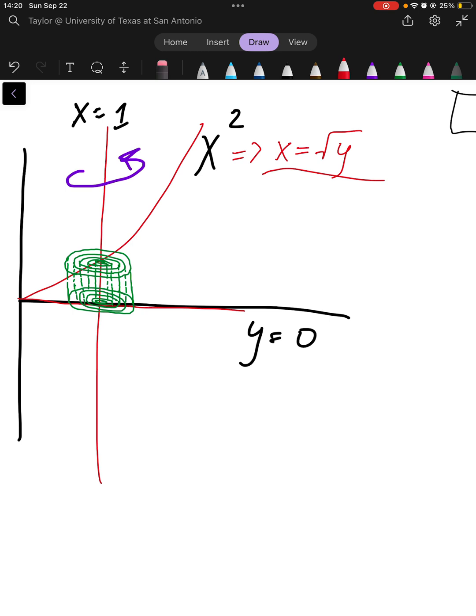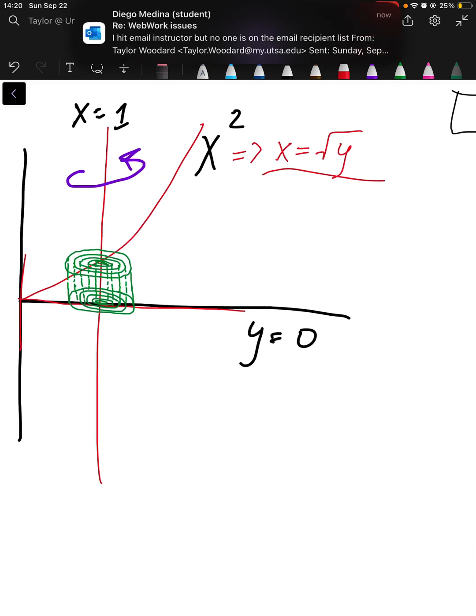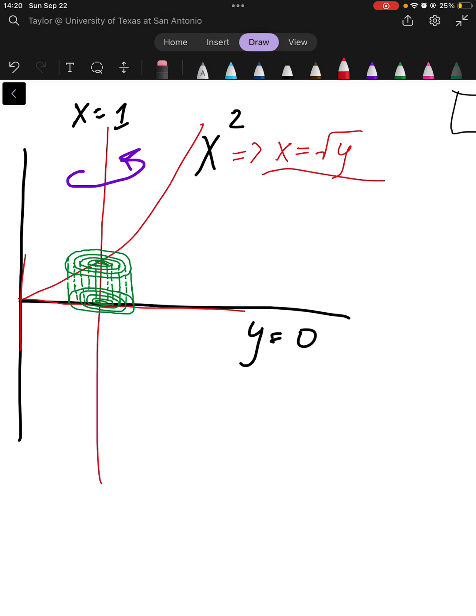And so the first thing we need to talk about is how do we deal with this axis of rotation not being x equals 0 or y equals 0. All right, so what we see is this point of intersection is this distance away from our y-axis.